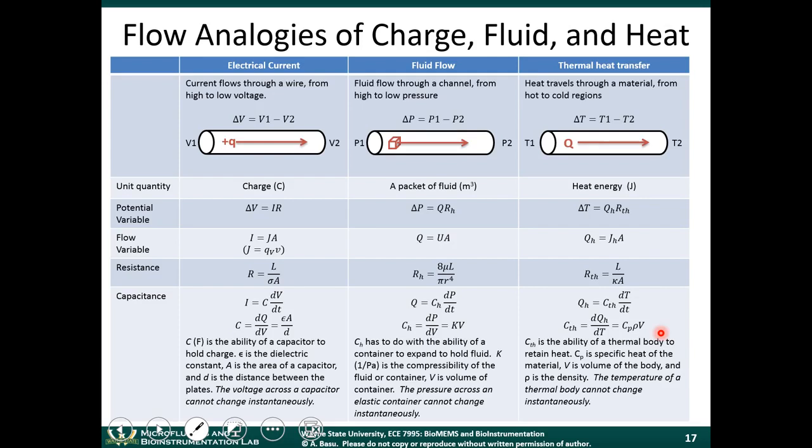In the case of the thermal system, you have Q_H is equal to the thermal capacitance times the change in temperature divided by time. And the thermal capacitance is equal to the specific heat multiplied by the density multiplied by the volume of the body. Okay, so there's actually a material property here, the specific heat of the material, Cp. In the electrical domain, there's a dielectric constant which talks about the ability of a material to retain charge.